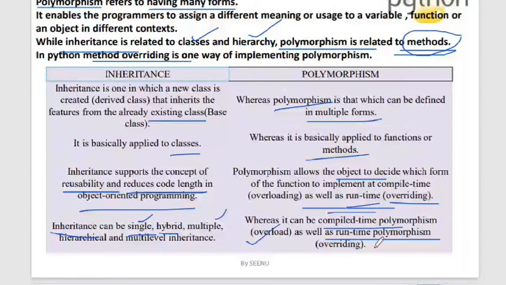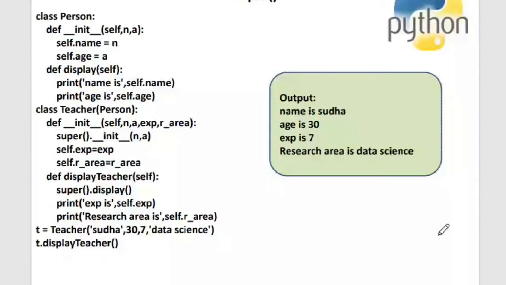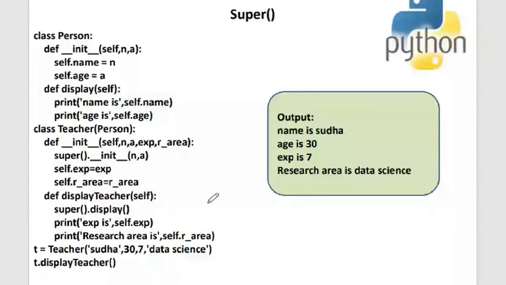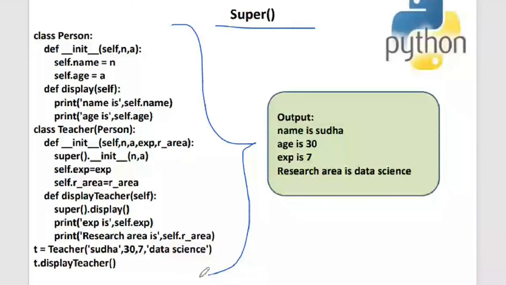Before getting into overriding, let me give you another concept, which is the super function. So what is super? Super is used to refer to the base class. If you remember, this is the same person and teacher program that I have already shown you, wherein to call the superclass init method I wrote person dot init.